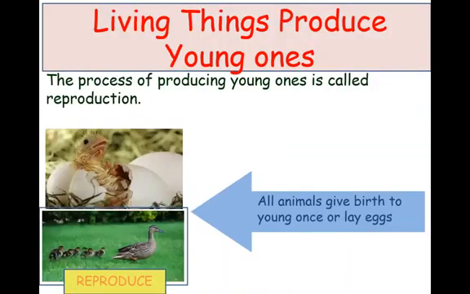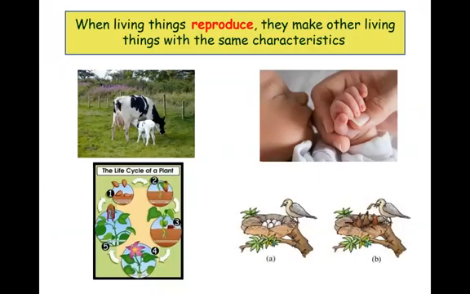Living things produce young ones. The process of producing young ones is called reproduction. Living things either give birth to their young ones or lay eggs. Some animals like monkey, cow, goat, elephants, and rabbits give birth to young ones. Humans also give birth to young ones. Other animals like birds, crocodiles, alligators, snakes, fishes, and insects lay eggs. Young ones hatch from these eggs.